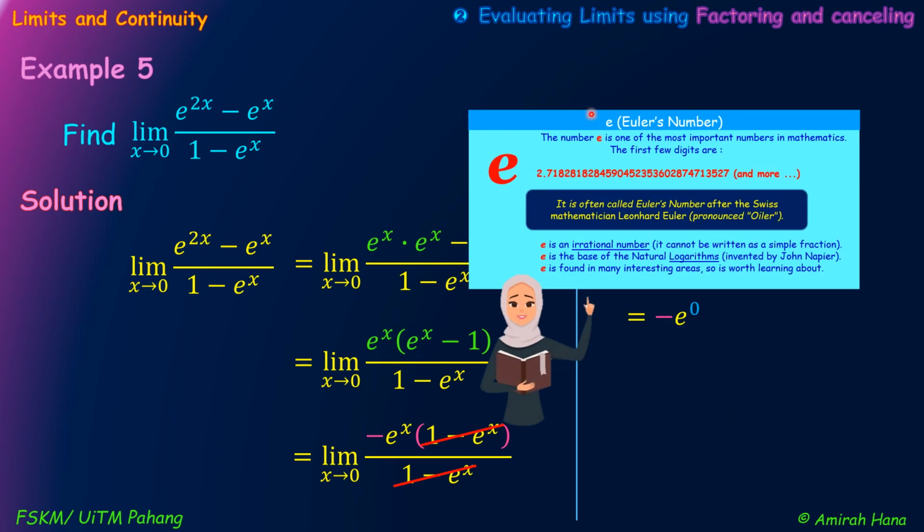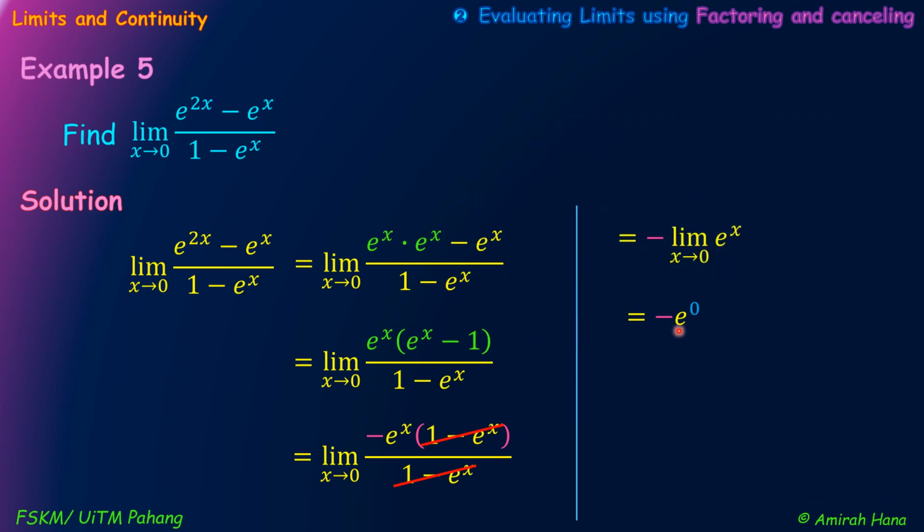What is e actually? e is Euler's number, and e equals 2.718 something. It is an irrational number, right? And any value to the power of 0 equals 1 from the properties of indices. Then the final answer equals negative 1. This is the final answer for this question. We cannot use direct substitution, but we need to factor and cancel. But in this case, before we factor, we can split using the properties of indices. Got it?